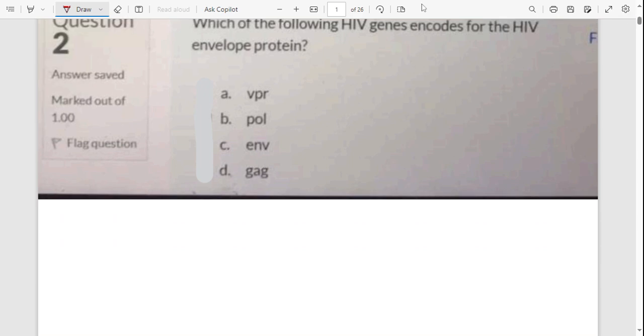Which of the following HIV genes encode for the HIV envelope protein? Now, the HIV itself has got an envelope, and that envelope is going to be encoded by the gene ENV.